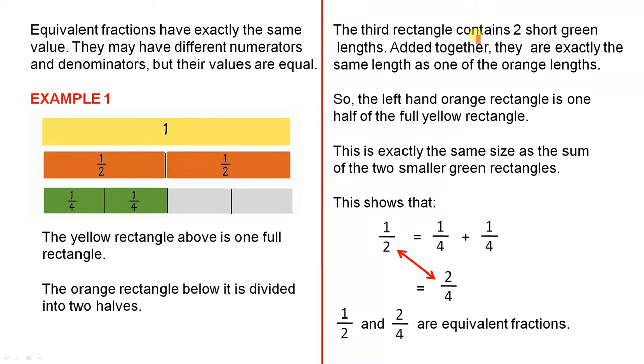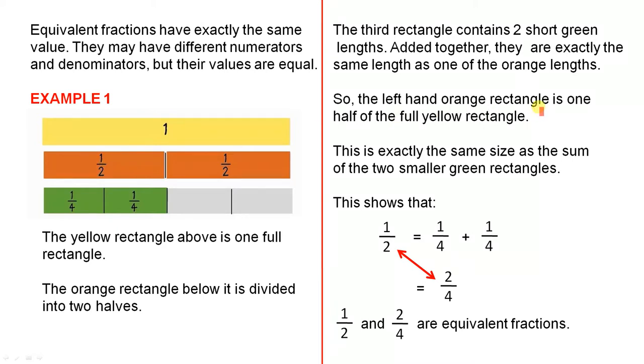The third rectangle contains two short green lengths. Added together, they are exactly the same length as one of the orange lengths. So they're the two short green lengths there. When you put them together, you can see that it's the same length as one of these orange ones here.